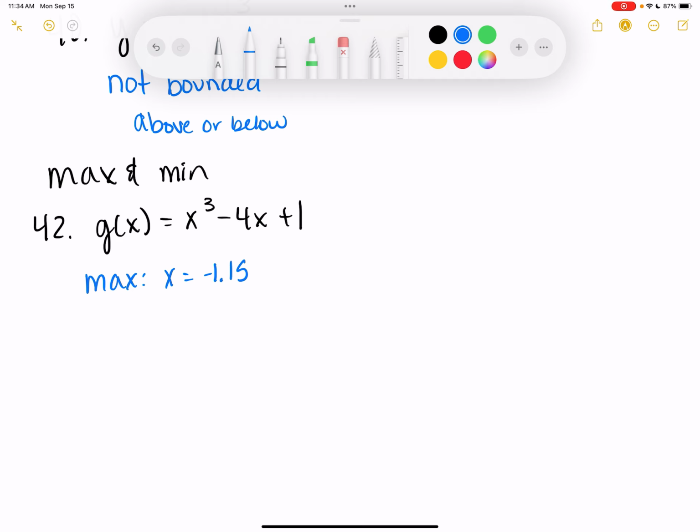Then you'll do second trace, find minimum. You'll go to the left side of your minimum, then go to the right side of your minimum. Hit enter. So I have a minimum at x equals 1.15. So I have a max at negative 1.15 and I have a min at positive 1.15.